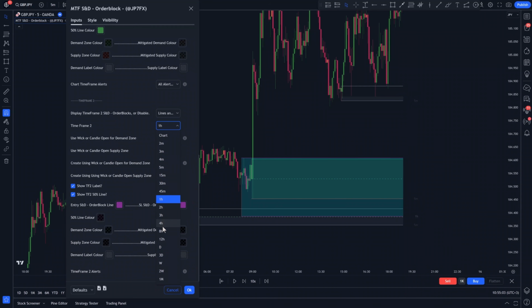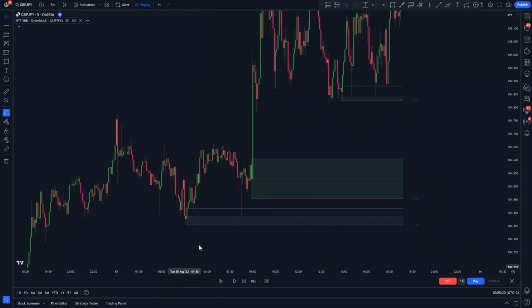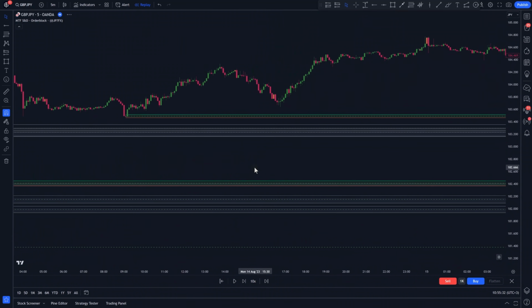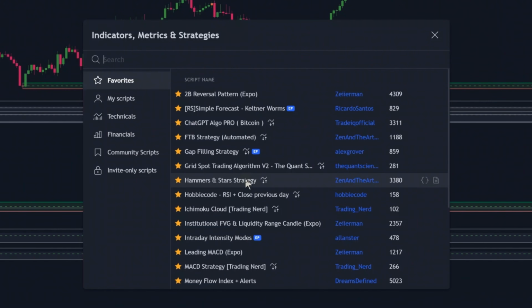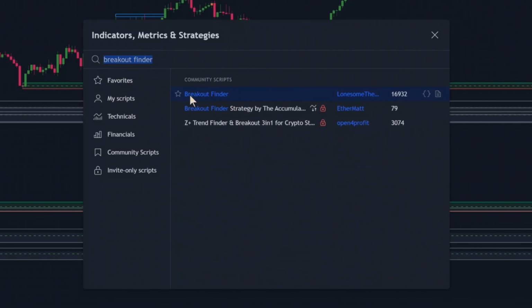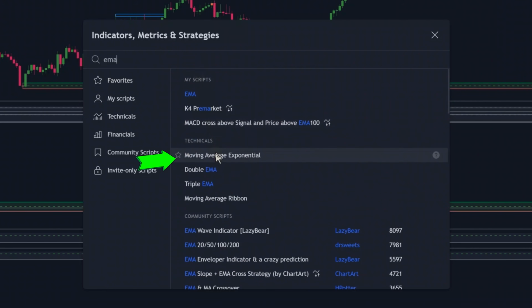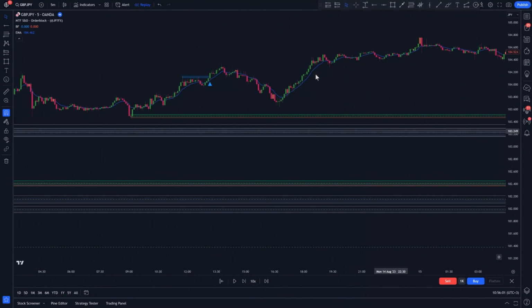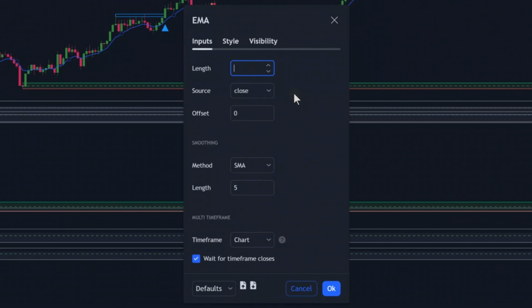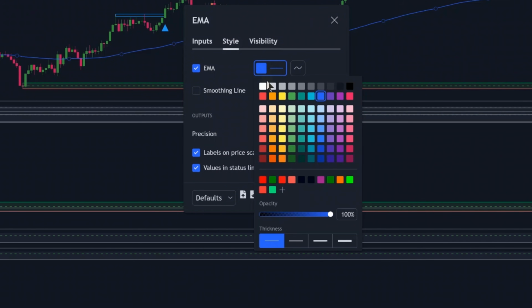For the strategy we're going to showcase in this video, we're going to leave all the settings at the default values. So click cancel. Now let's add 2 more indicators to the chart to craft our strategy around this indicator. On the indicator search tab, type in breakout finder. Select this one by Lonesome the Blue. Next, type in EMA. Select this one right here. Double-click on the EMA to access the settings panel. On the Inputs tab, change the length to 100. And on the Style tab, change the plot color to white.